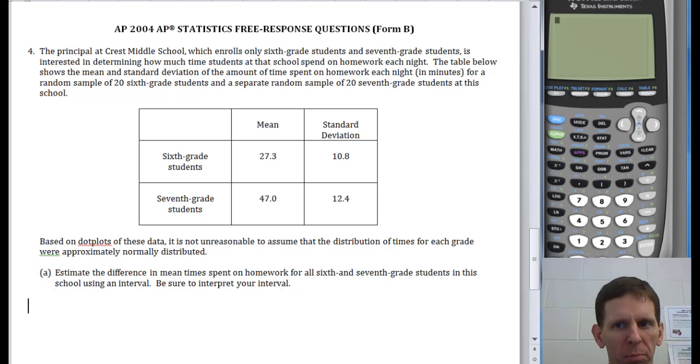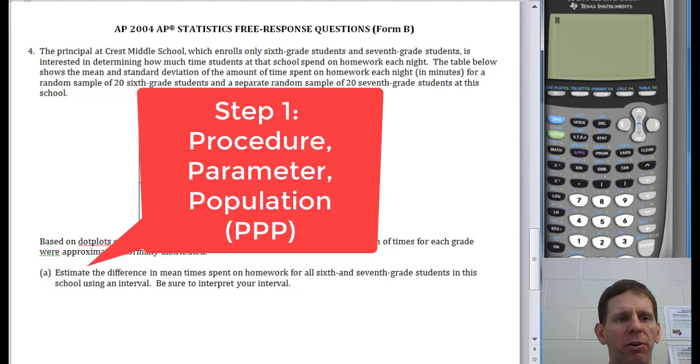We will not be doing Part B today. So we're supposed to make an estimate using an interval. That means a confidence interval. And when it says interpret your interval, that means we're going to be solving this the long way using the 4 steps we've been talking about the last few days in class. So let's get started with our first step, PPP: procedure, parameter, population.